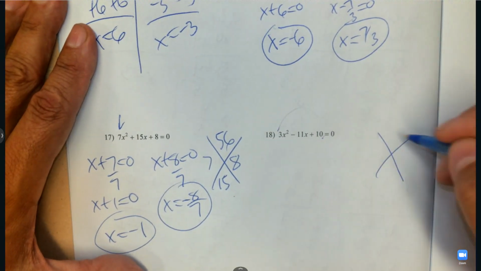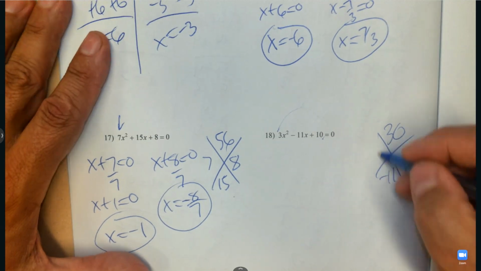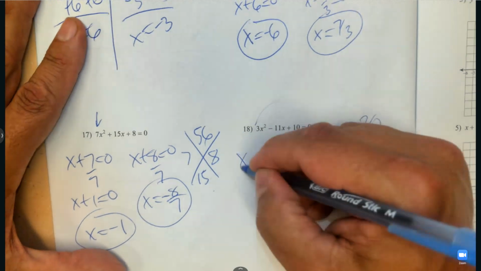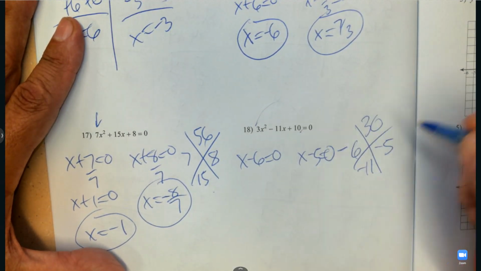3 times 10 and negative 11. So they have to add to that. That's 6 and 5, right? So negative 6 and negative 5. Two-stepper again. Last one, right? Let's go. Can you press pause and try?